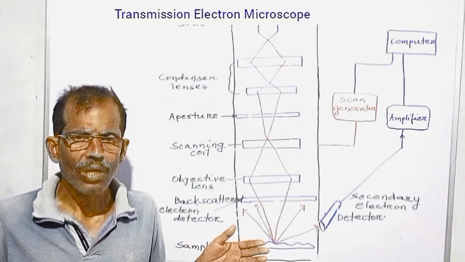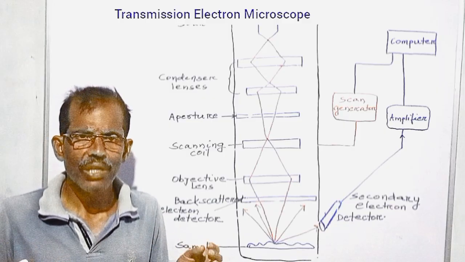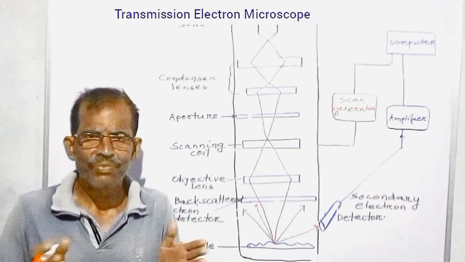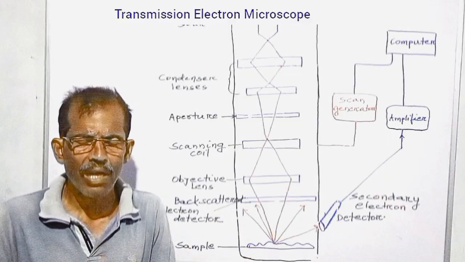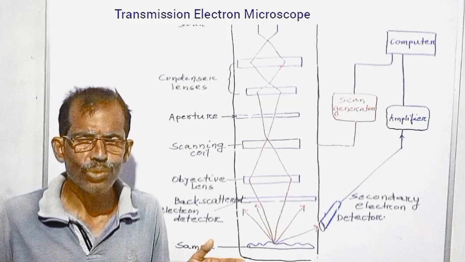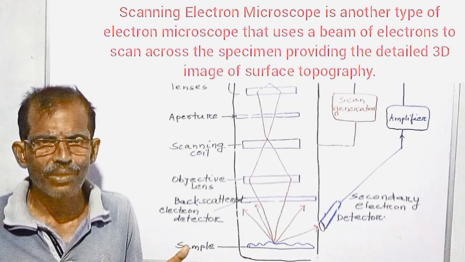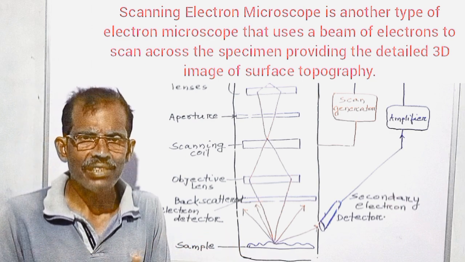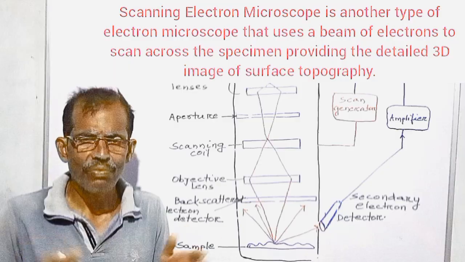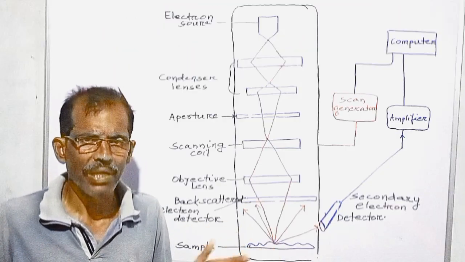The function of the transmission electron microscope is to study the internal structure of viruses, different types of bacteria, plant and animal cells, and also tissue sections. Number 2, scanning electron microscope, SEM, which is used to study the surface topography of different types of specimen.